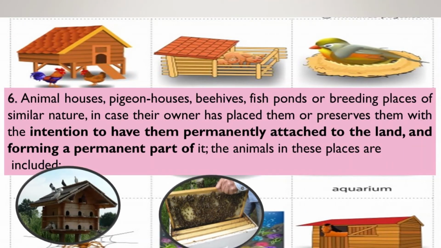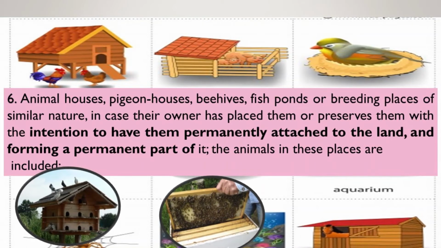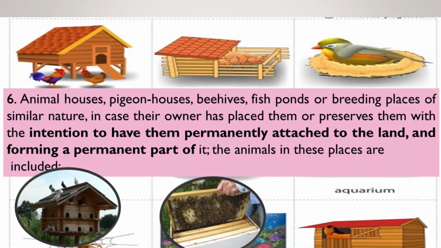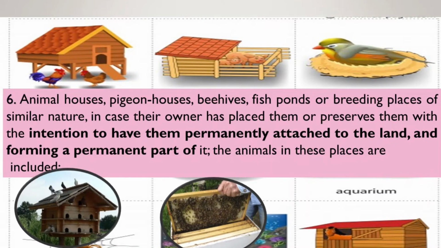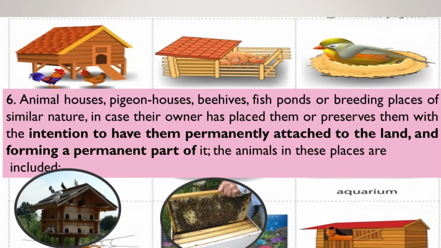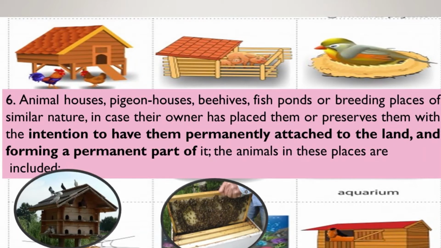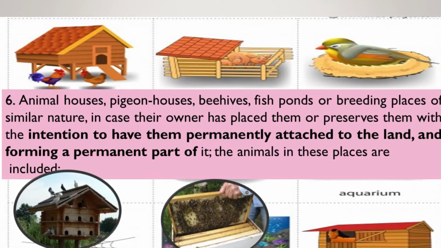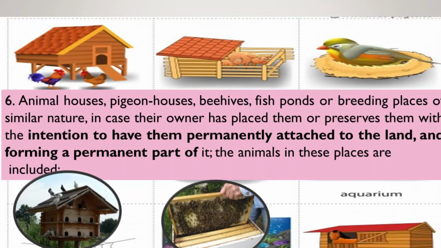Six, animal houses, pigeon houses, beehives, fish pens, or breeding places of similar nature, in case their owner has placed them or preserves them with the intention to have them permanently attached to the land and forming a permanent part of it. The animals in these places are included. Even if the animals will go out and then after two days come back, they are considered immovable.